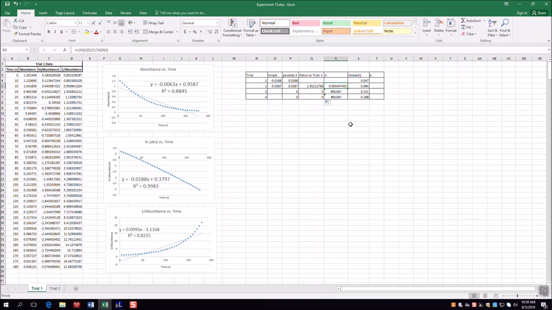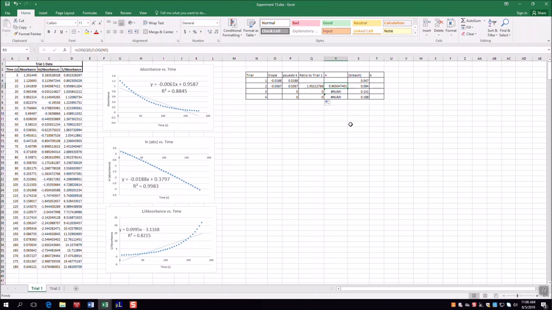The reason we round to the nearest whole number is, of course, because all of our reaction orders have to be whole numbers, right? We can't have a reaction order that's 2.5. It doesn't make any sense mathematically. So we have a reaction order of 1 for our bleach. That's great. The last thing we need to do is solve for our k values.